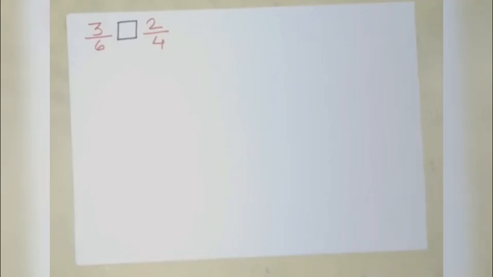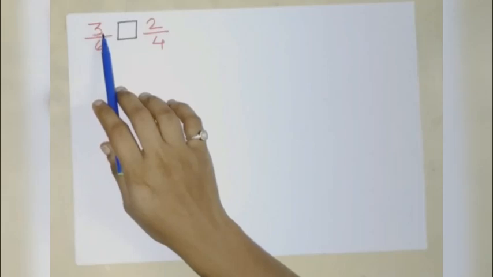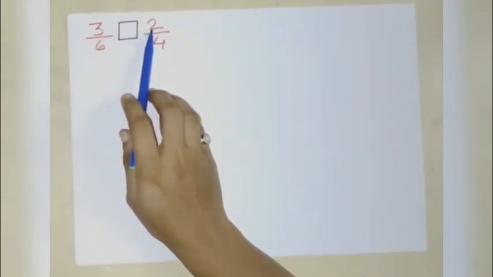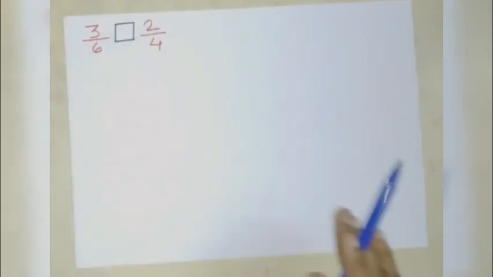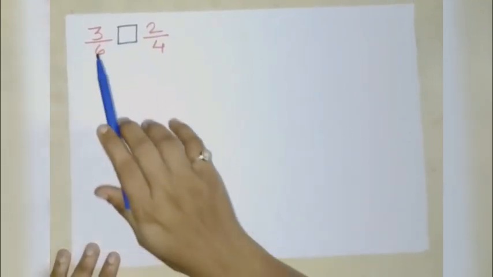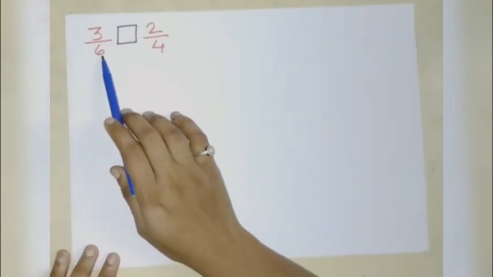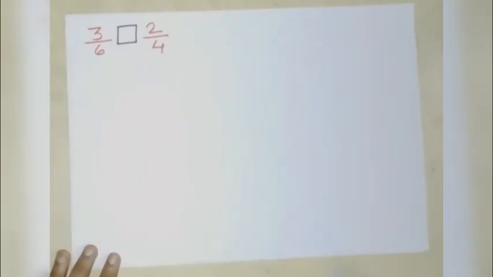Children, check the numerators. Here the numerator is 3. Here numerator is 2. Both are different. Now we will check denominators. 6, 4. Denominators are also different. So in such cases, we will convert them into their equivalent fractions. Yesterday, children, in our previous lesson video, we learned how to convert them.